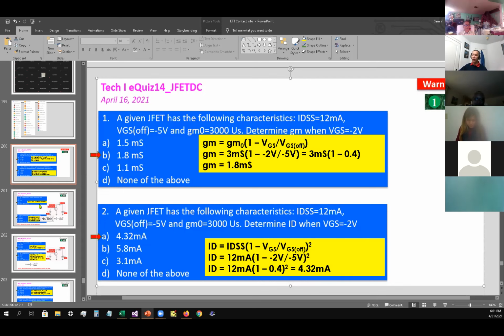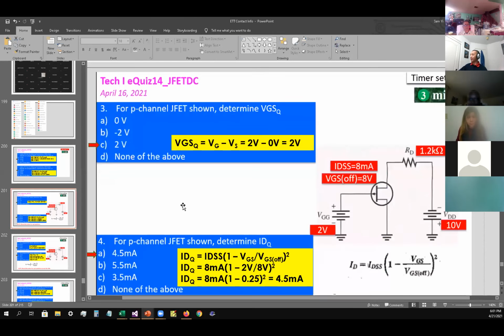Next one, question number 3. For the p-channel JFET shown, determine VGSQ. We just apply the formula: VGSQ equals VG minus VS. VG we know is +2 volts, coming from here, minus the 0 volts at the source, which is connected to the common. That's why you only have 2 volts. So the answer is C for number 3.